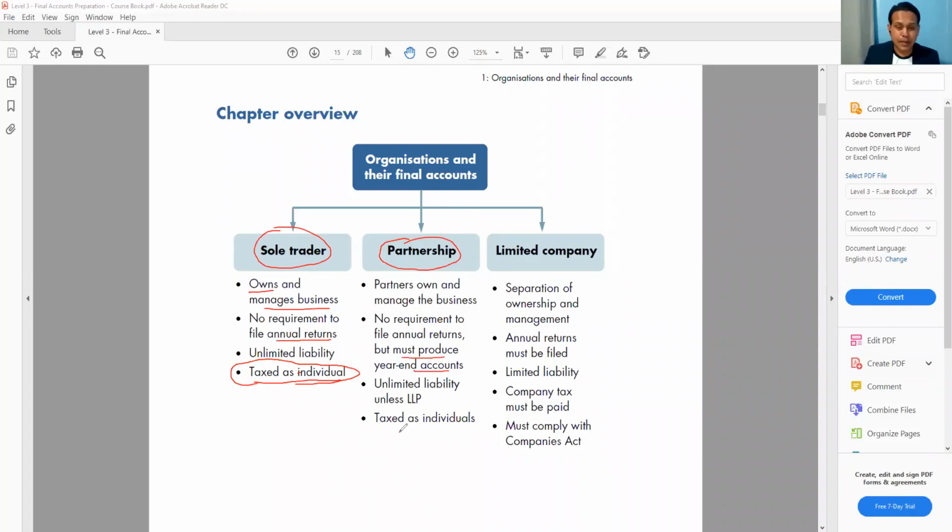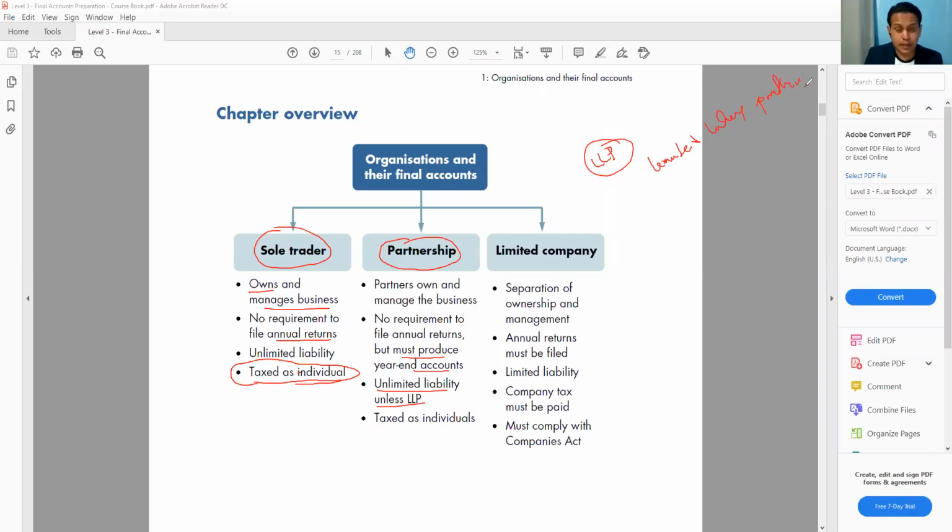Unlimited liability unless LLP. This is very important to understand. So LLP is a limited liability partnership.